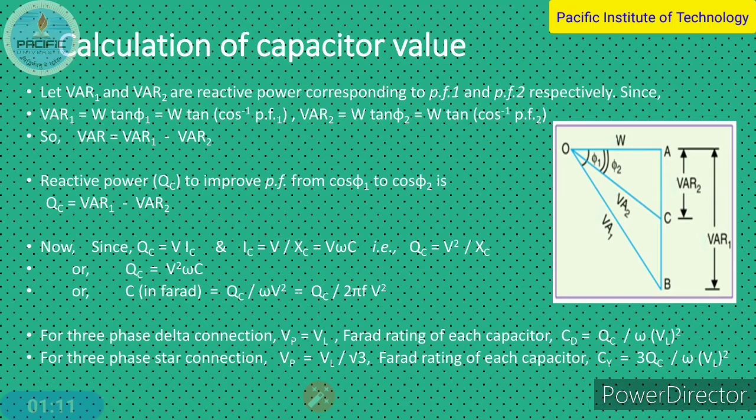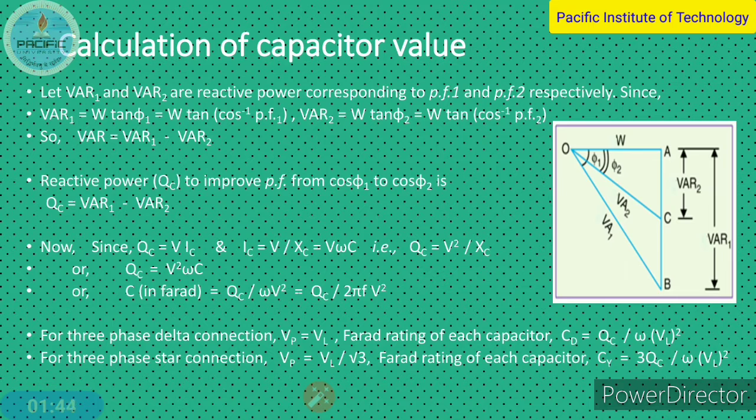Now we know that QC is equal to V times IC, and IC is equal to V divided by XC, which is equal to V omega C. Therefore QC can be written as V squared by XC, or QC equals V squared omega C. The value of C in farads is given by QC divided by omega V squared, or QC divided by 2 pi f V squared, since omega is equal to 2 pi f.